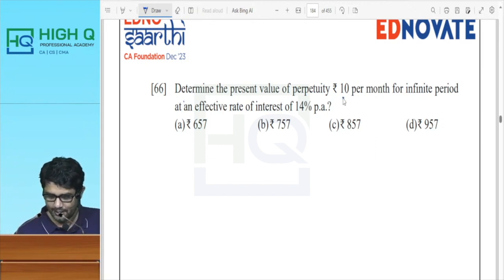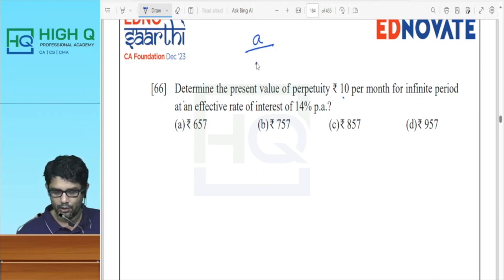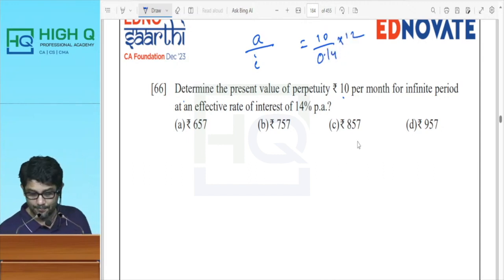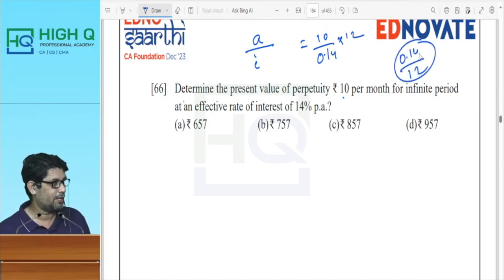Perpetuity. 10 rupees per month for an infinite period. Simply what you will do, A by I. Is it A by I, my dear? What is it? 10 by? Oh, per month. Sorry. You do 0.14 into 12, you can make it, or 0.14 divided by 12. This one you can make it. Anything is possible. That's it. You got it. Very good.